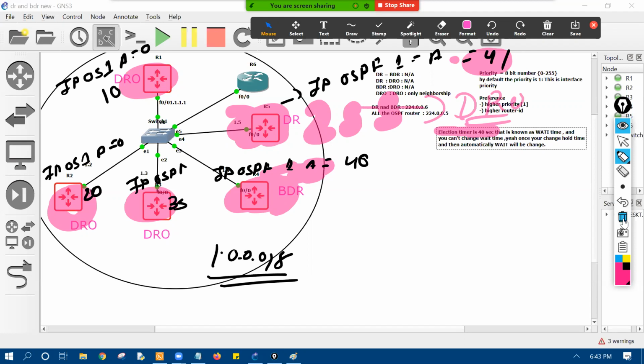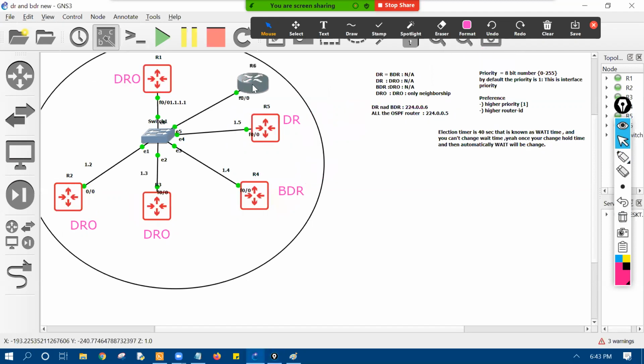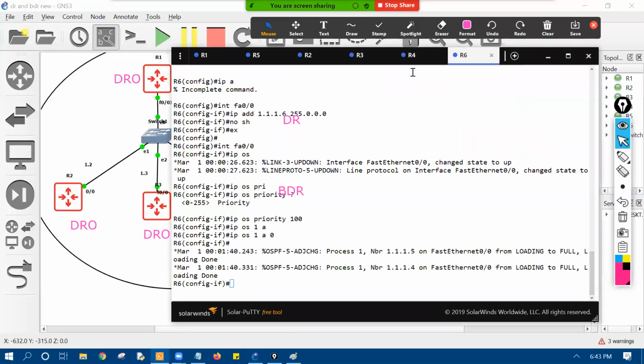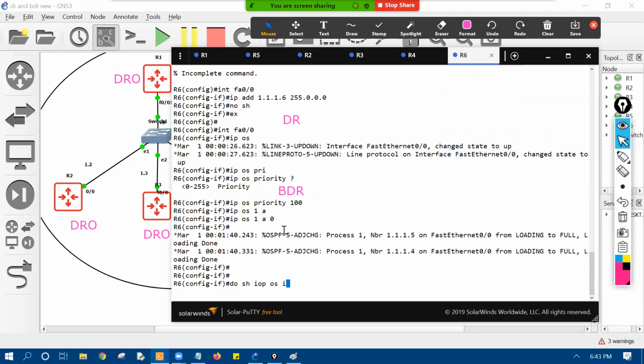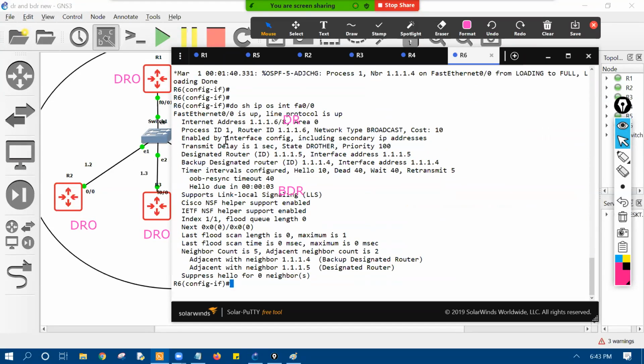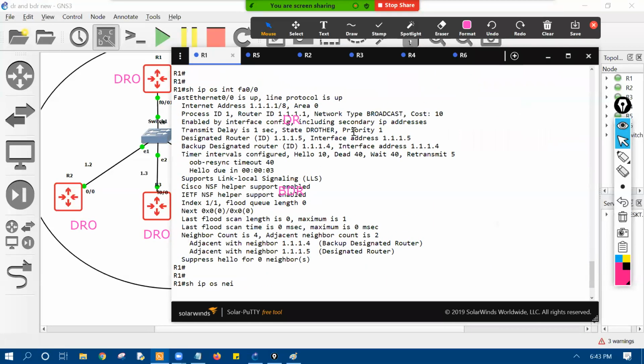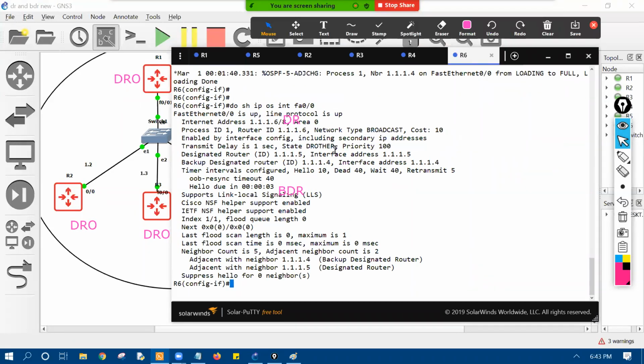Let's have a look over there. Right now, R6 is coming after the 40 seconds. R6 has just come, and if you see R6 right now, it has a higher priority. Priority is 100. The others are just 1: R1, R2, R3, R4, R5, just 1. But R6 has a higher priority. Still, R6's state is DROTHER because it came after the 40 seconds. The 40 seconds is the wait timer, the DR and BDR election timer. If the router comes after the 40 seconds, it will never participate in the DR and BDR election.